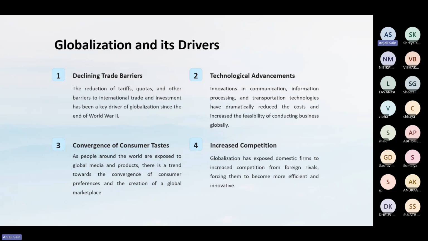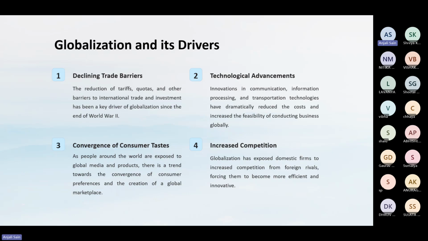ठीक है. Then comes the technological advancements. Technological advancements में क्या मतलब है कि we are making an innovation in technology, we are making an innovation in communication, how the information is processed, and अगर technological advancement होती है उससे मेरी manufacturing cost कम हो जाती है. ठीक है. अगर मेरी manufacturing cost कम हो गई है, then it will increase my feasibility of conducting a business on a global level.